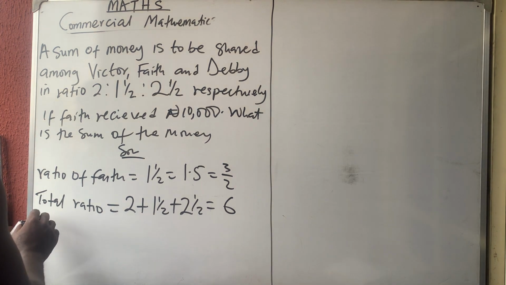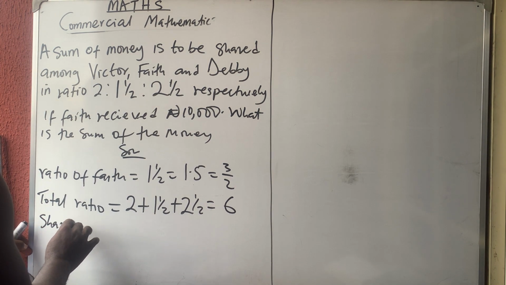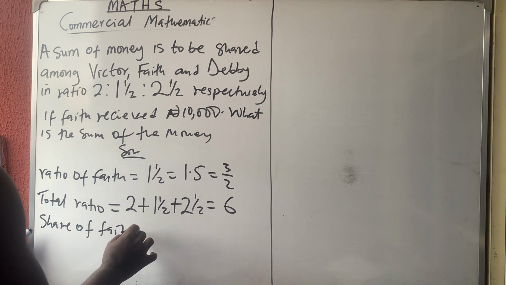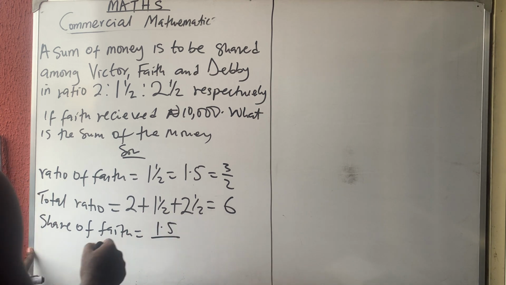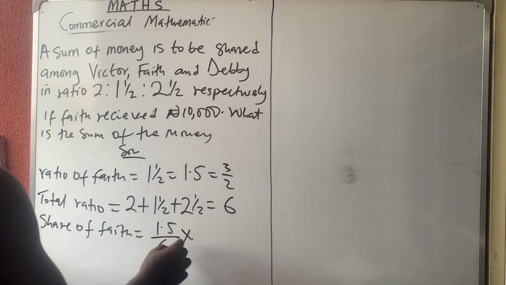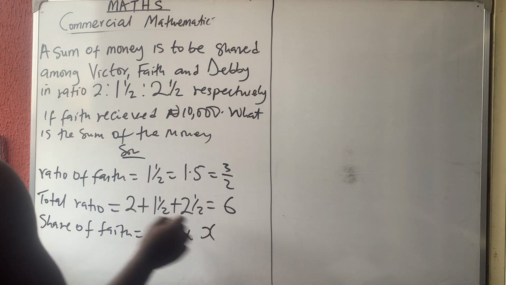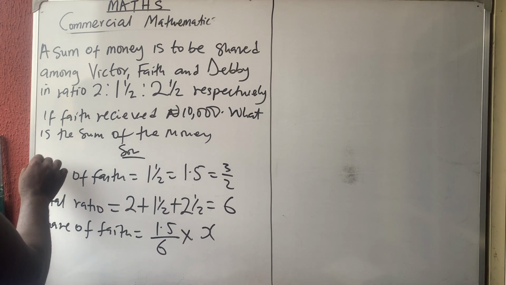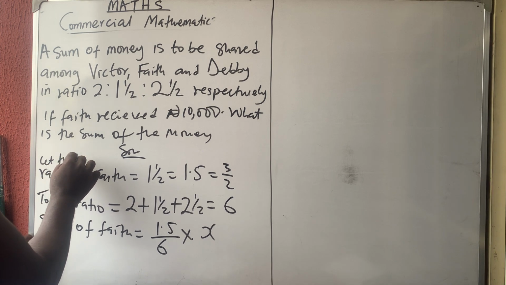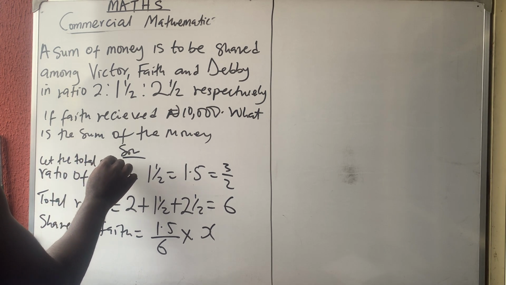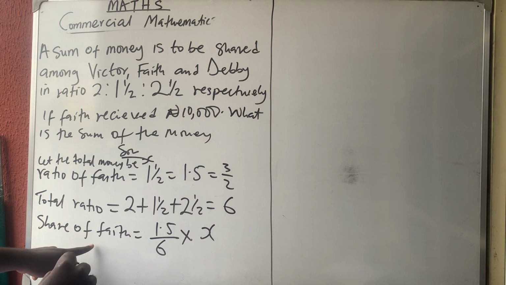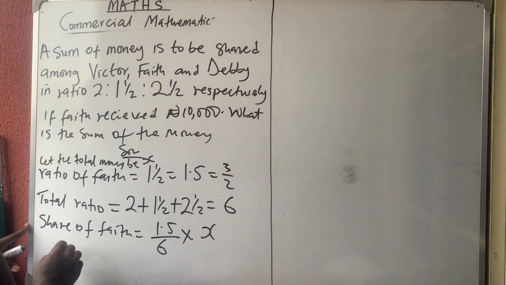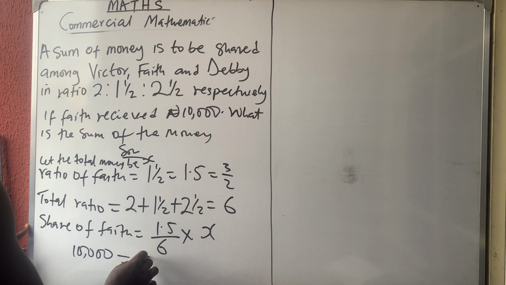So now the share of Faith will now be what? The ratio of Faith, that is what? Let me use 1.5 divided by the total ratio 6, then times x. Let the total money be x, times x. But they have given us the share of Faith. So therefore 10,000 is equal to what?